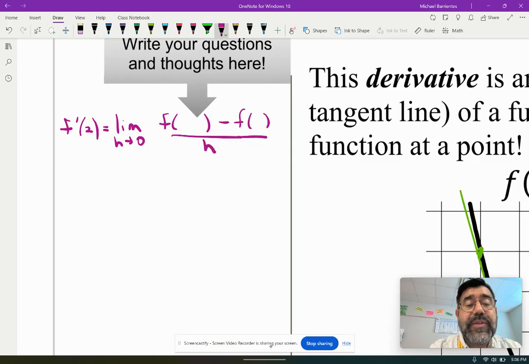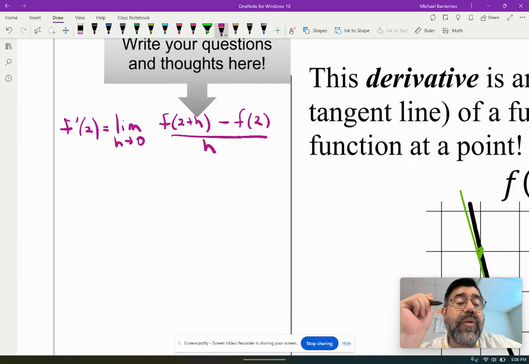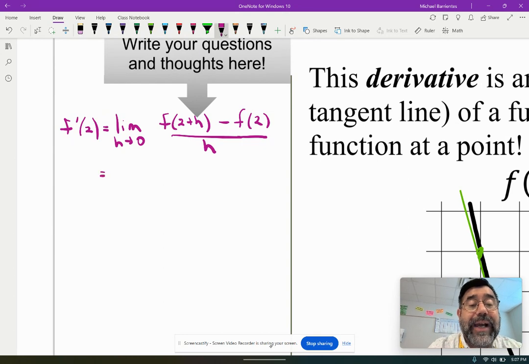And then my outputs, well, it depends, since I have 2, f of 2 is one of my outputs, or my y values, or my function value. And then the other one is going to be f of 2 plus h. So this is the formula that you saw in the previous video. This setup tells us that we're going to take the limit of a difference quotient, and by taking the limit of the difference quotient, we're going to find the actual slope of the tangent line, the actual instantaneous rate of change, the actual derivative value that we're looking for. Okay, so how do I do that? Well, I need to have a function.